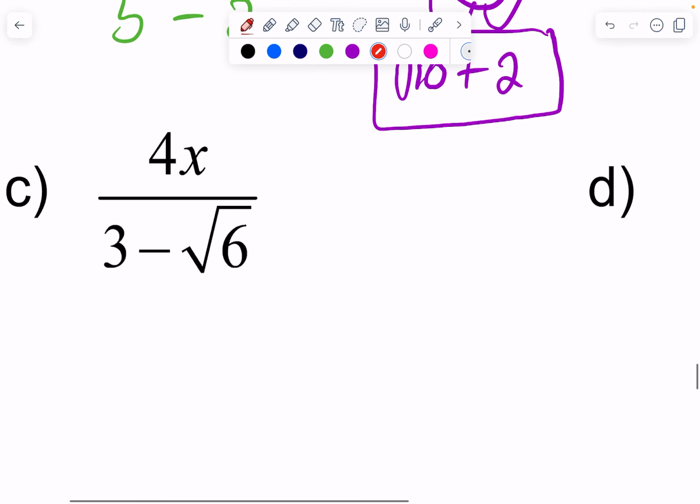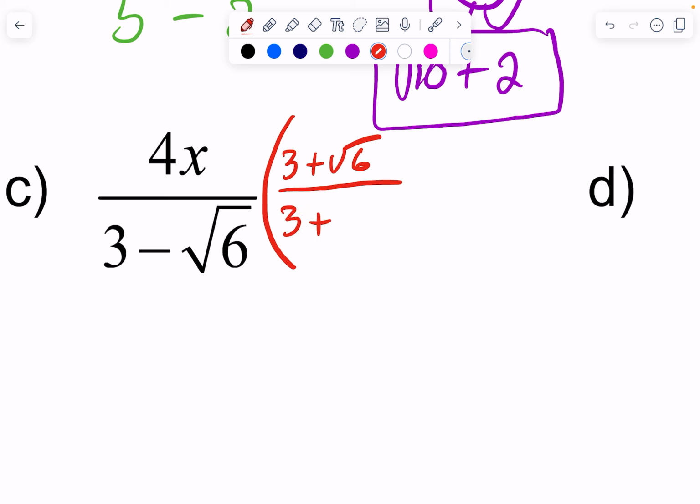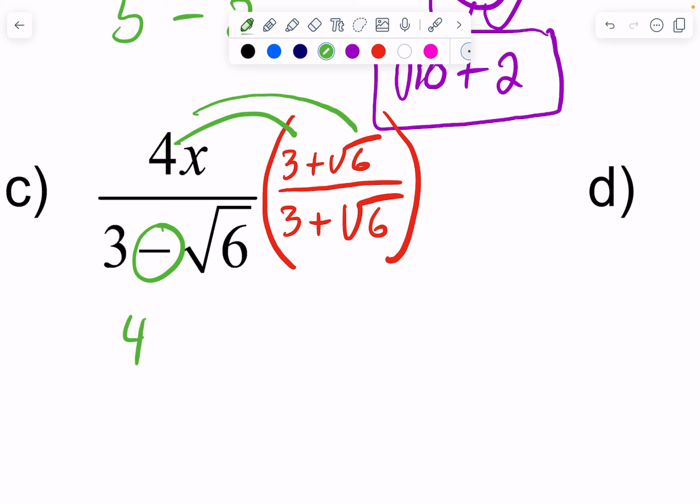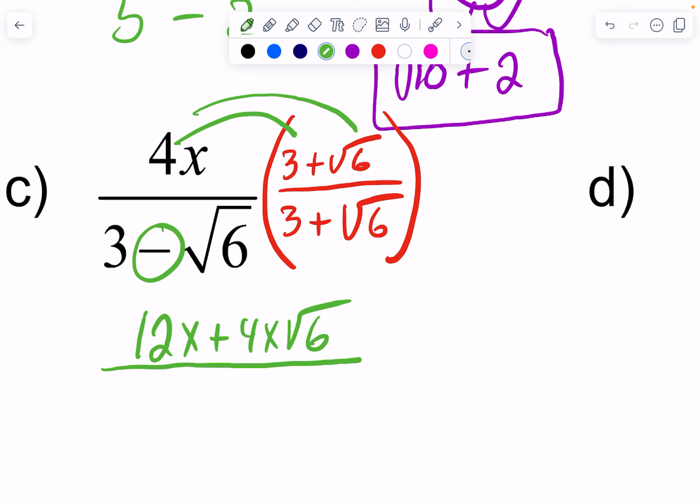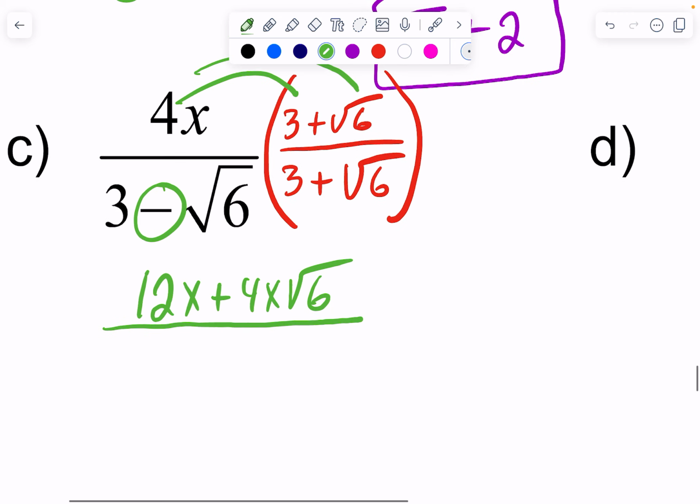All right, a couple more. I got 4x divided by 3 minus the square root of 6. I'm going to go ahead and rationalize by multiplying by the conjugate. And again, the conjugate you find by simply changing the second term sign. So this is going to distribute, giving me 12. That's going to be 12x plus 4x times square root of 6. Remember, you can't multiply a whole number with the inside of a radicand.